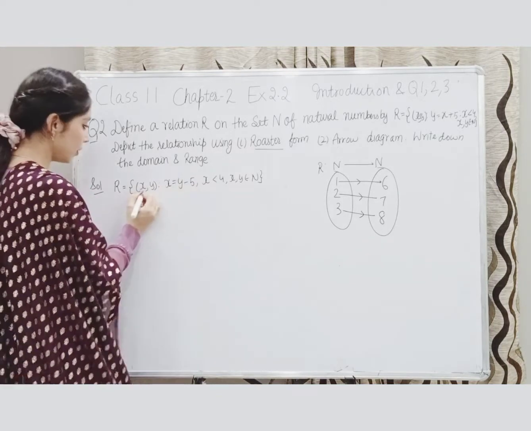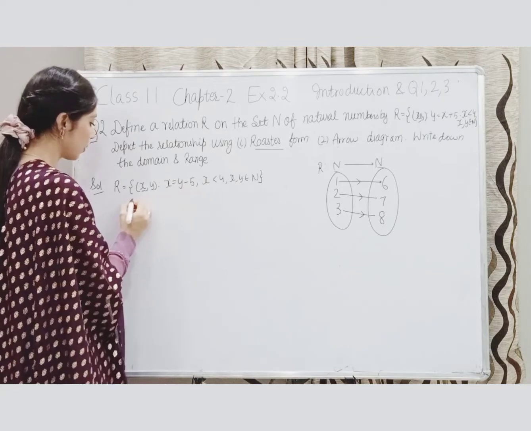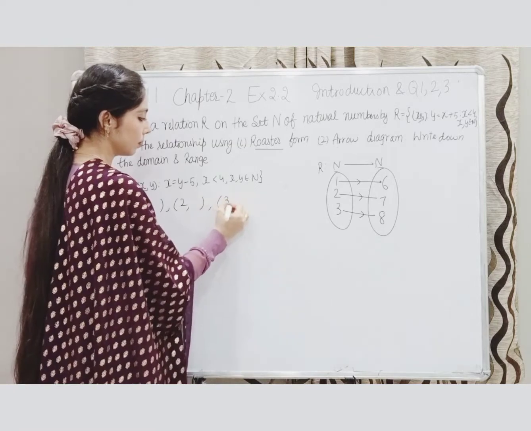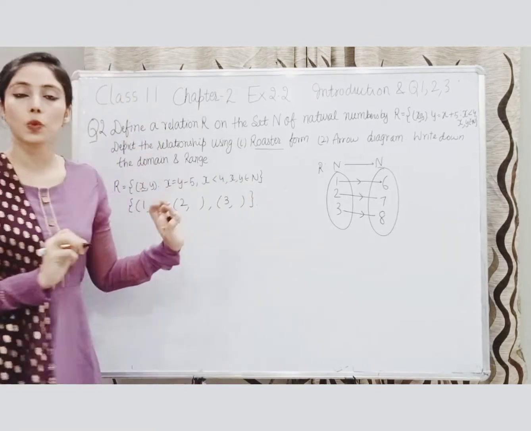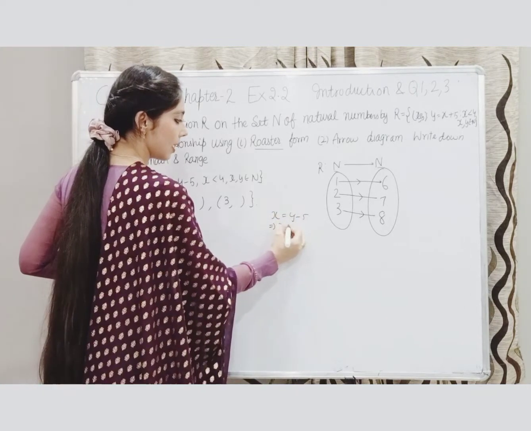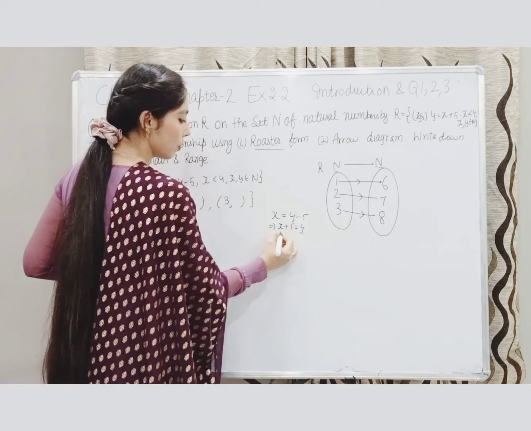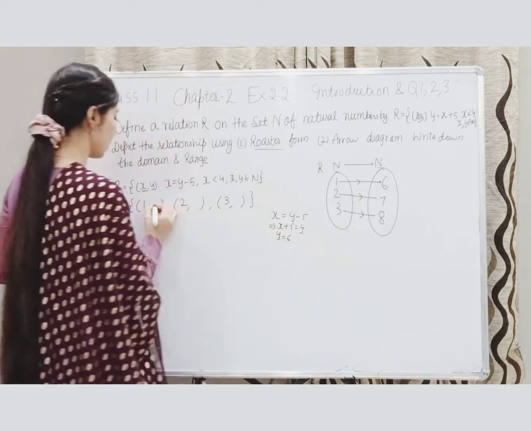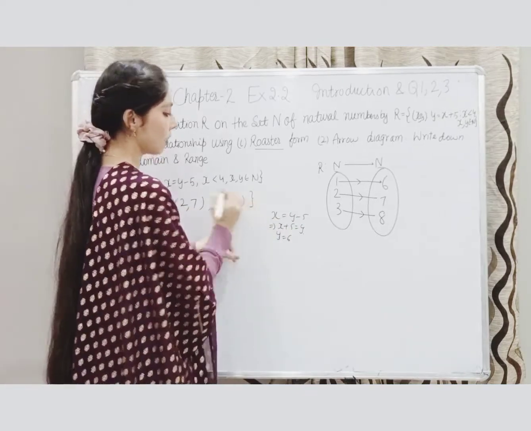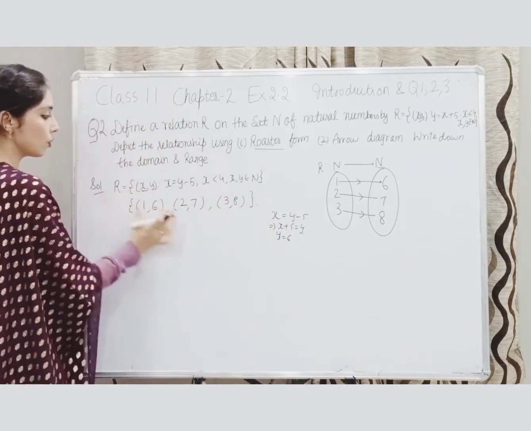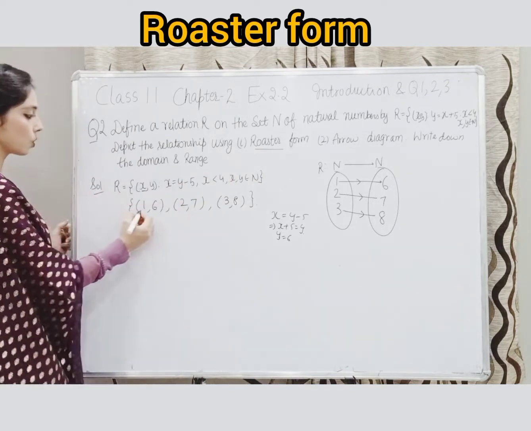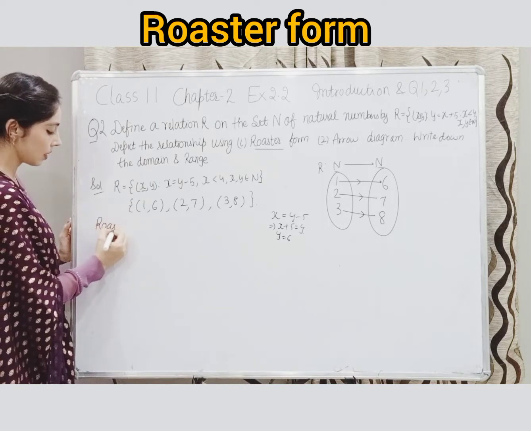So the first element is less than 4, which means the first element will be 1, 2 and 3, because the elements will be less than 4. x is equal to y minus 5 implies x plus 5 is equal to y. If we put x equal to 1, y will be 6. If we put x equal to 2, y will be 7. If we put x equal to 3, y will be 8. So in the relation we have 3 ordered pairs. This is the roster form of this relation.